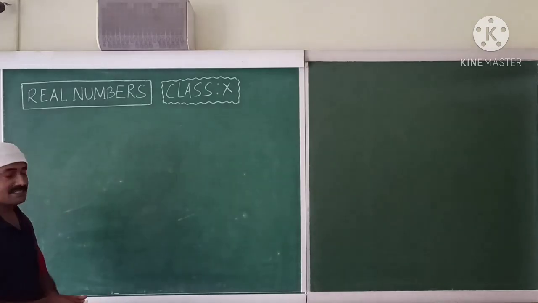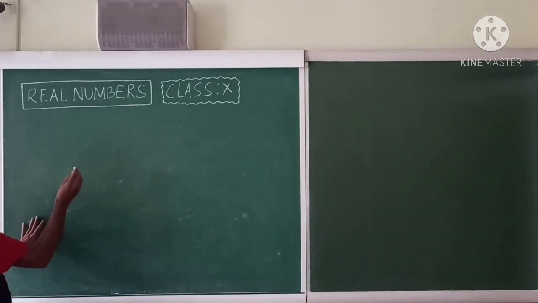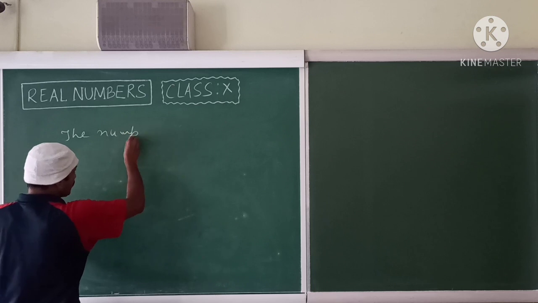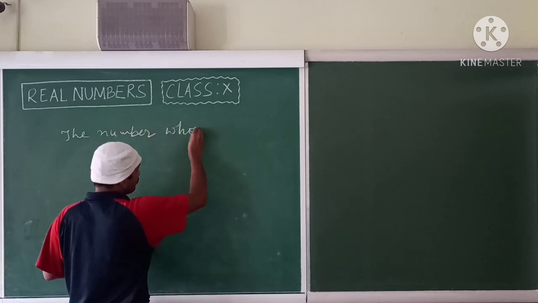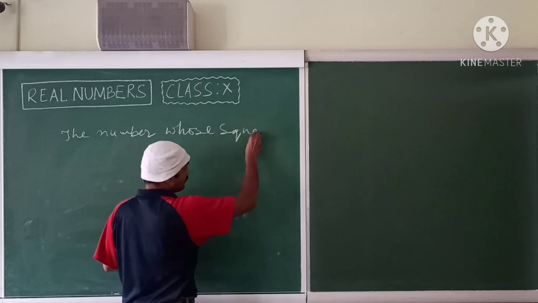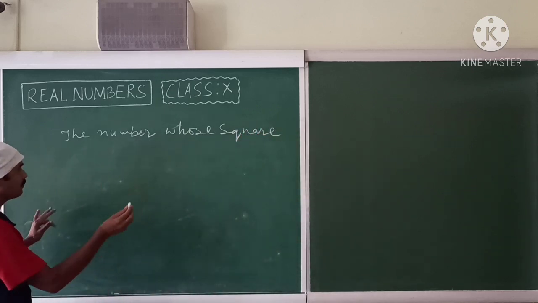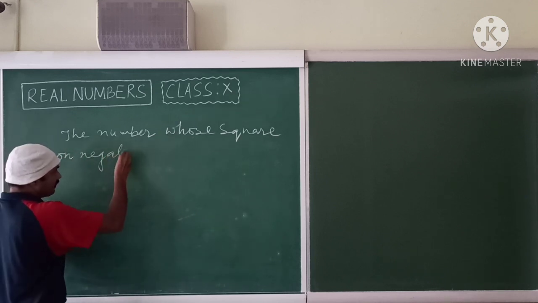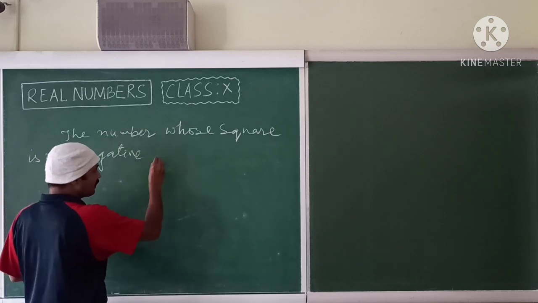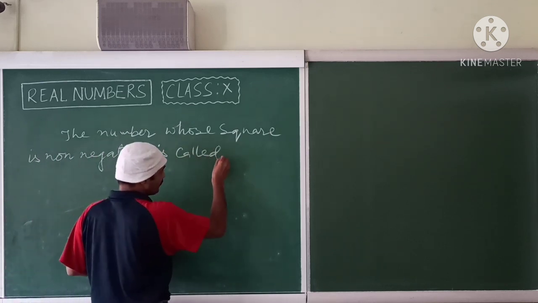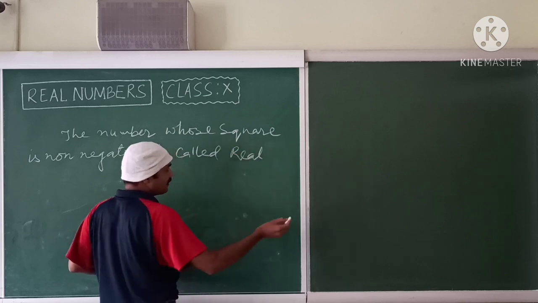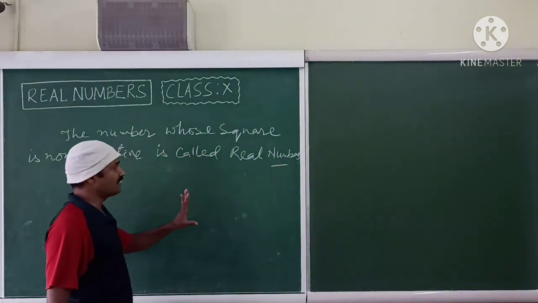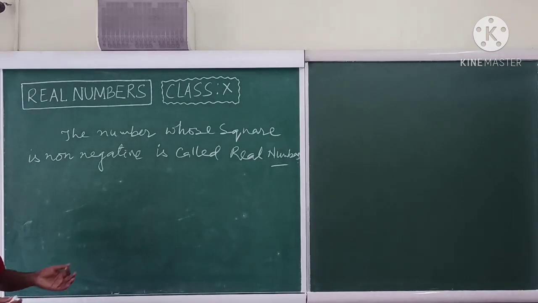Today in our session we have real numbers. Starting from the definition of a real number: the number whose square is non-negative is called a real number. The number whose square is non-negative is called a real number.